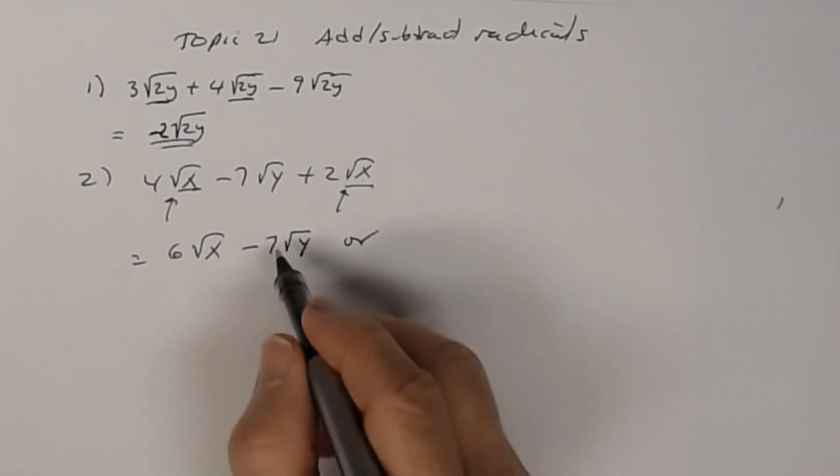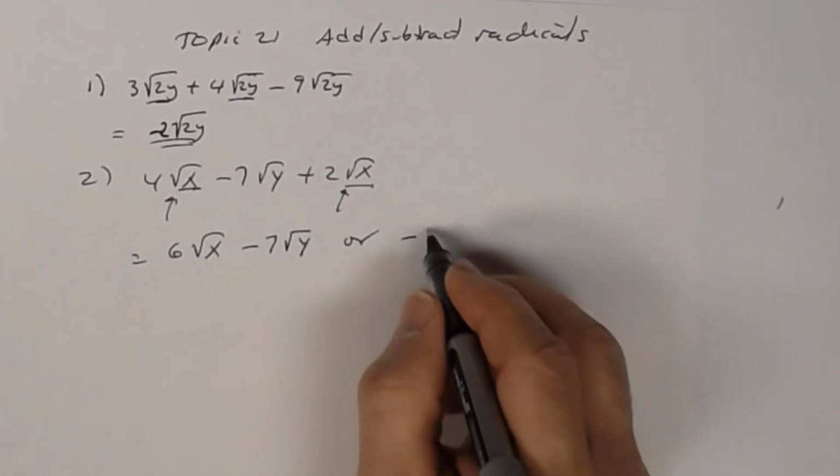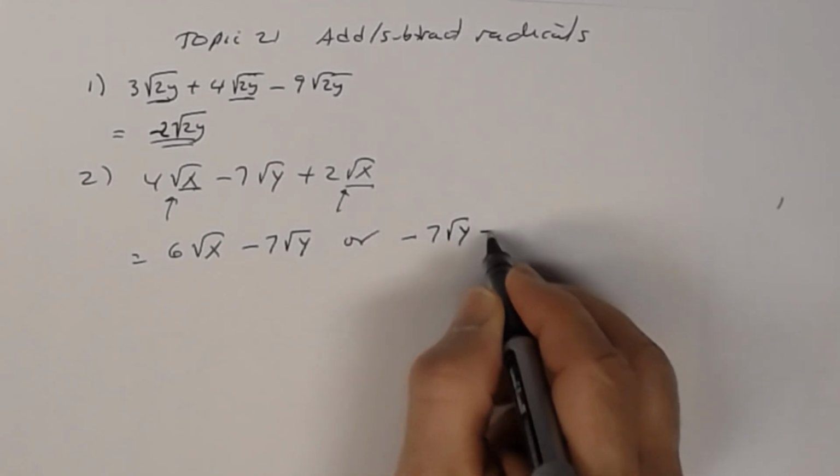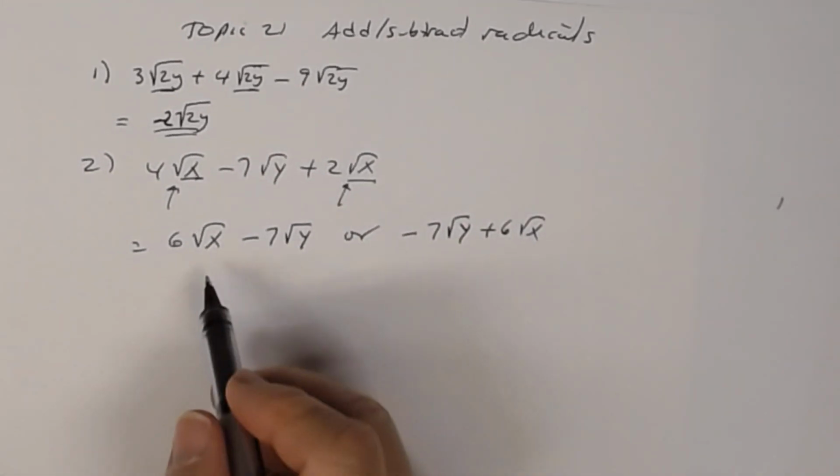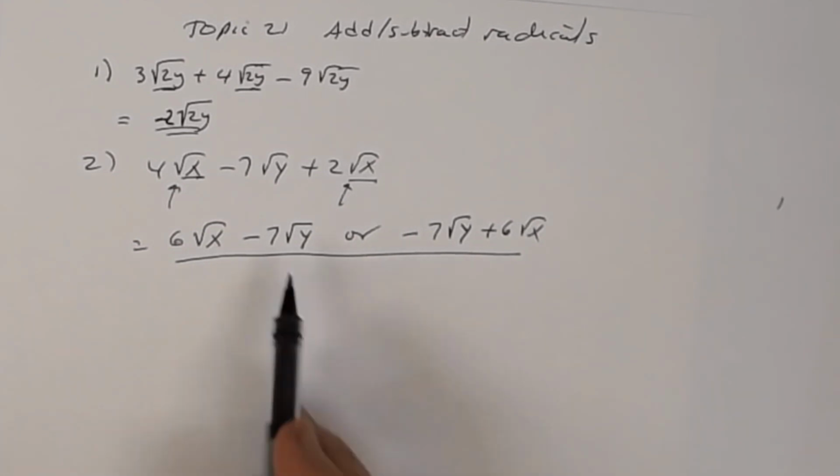And if I want to, I can put the square root of y term first. So it'll be minus 7 square root of y plus 6 square root of x. It does not matter which one I used.